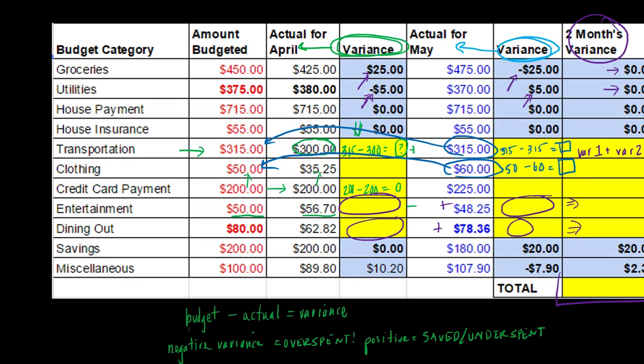Finally, you have to total up your variance. So that's going to give you an idea of collectively, did you end up saving money or spending money? Okay? So that means you're going to take this whole piece right here and add up each individual item, and that's going to give you your total variance.